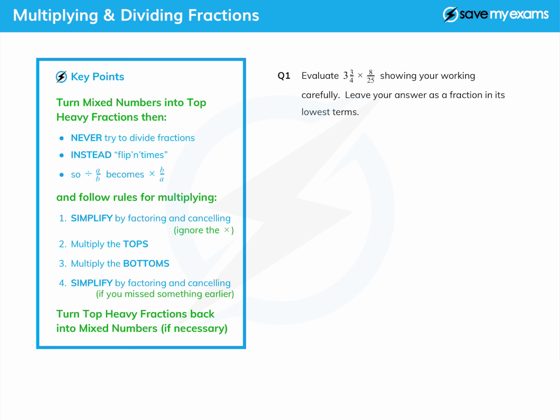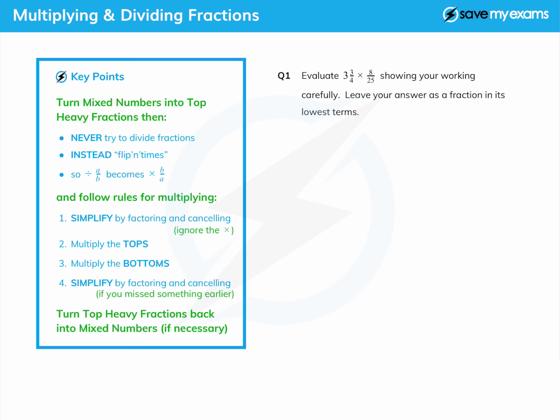And then the rules for multiplying fractions are reasonably straightforward. The first thing you're going to do, actually, before you multiply, is simplify. Do lots of factorising at the top, factorising of the bottom, and then cancel everything. We ignore the times sign, you can just cancel across that. And then we multiply the tops, multiply the bottoms, and you shouldn't need to do the last thing. You shouldn't need to simplify again, but if you have missed something, you will need to. And if we've got top-heavy fractions and they want mixed numbers, obviously we'll have to turn them back again.